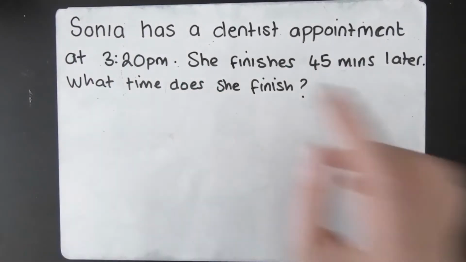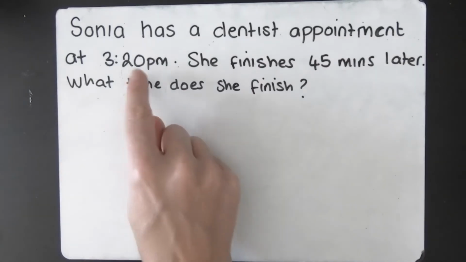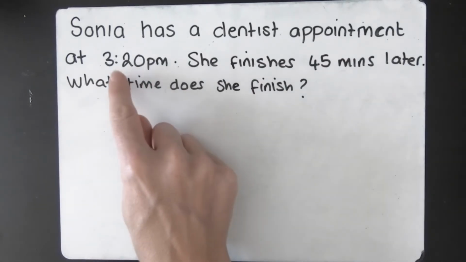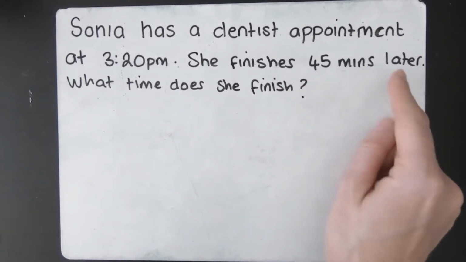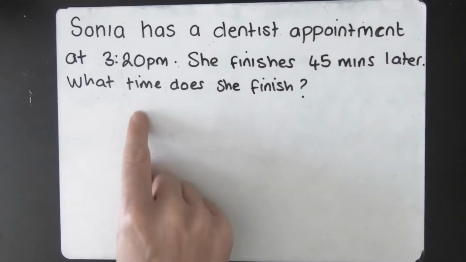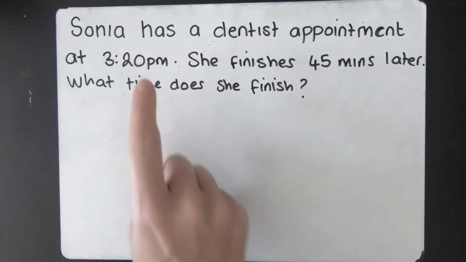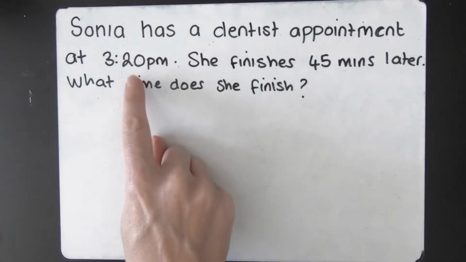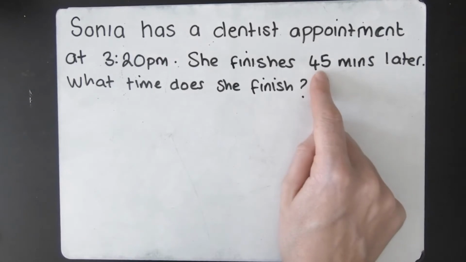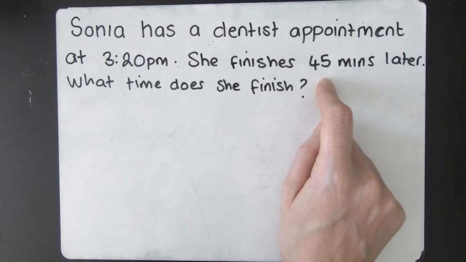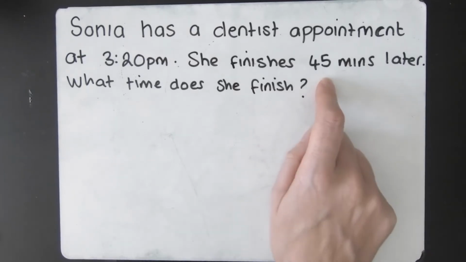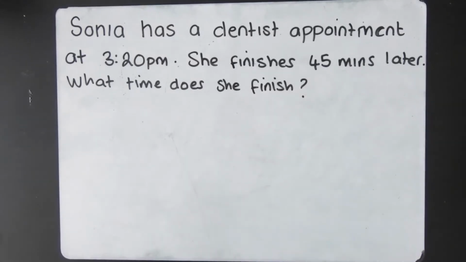Sonia has a dentist appointment at 3:20 p.m., 20 past 3. She finishes 45 minutes later. What time does she finish? So she starts at 3:20 and she finishes 45 minutes later. How can we work this out? Have a think, girls. How would you work this out? Is there anything you know that can help you?